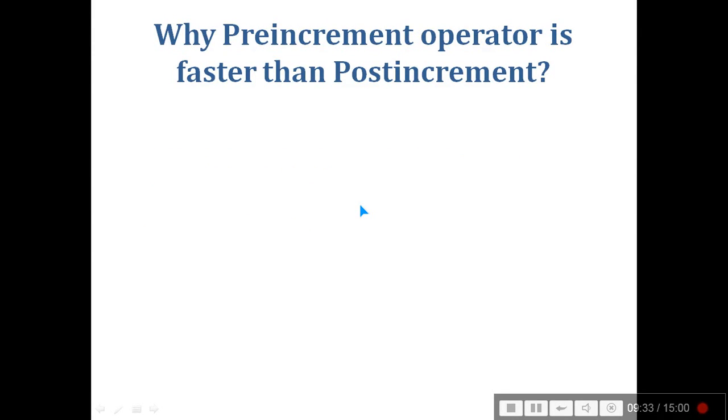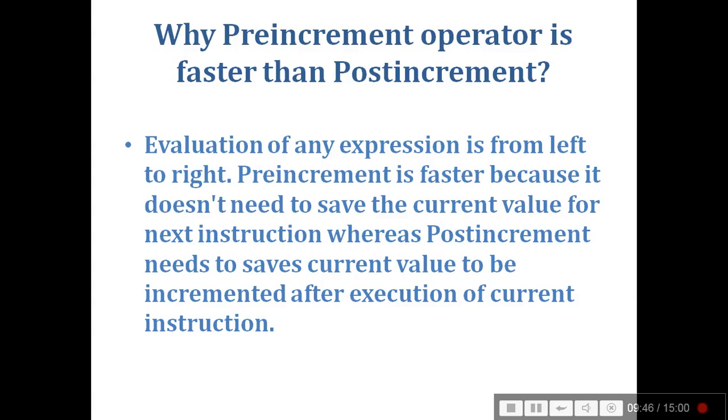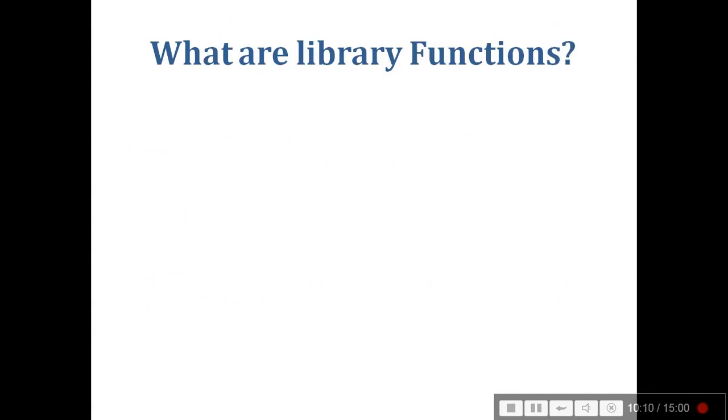Why is the pre-increment operator faster than the post-increment operator? Again, when we see this question, we say, is it? Does this really happen? But this is true, because in pre-increment, we don't need to save the current value, whereas in post-increment you need to save the value, increment it, and then again execute the instruction. So because some saving is performed in post-increment, that is why the pre-increment is faster.